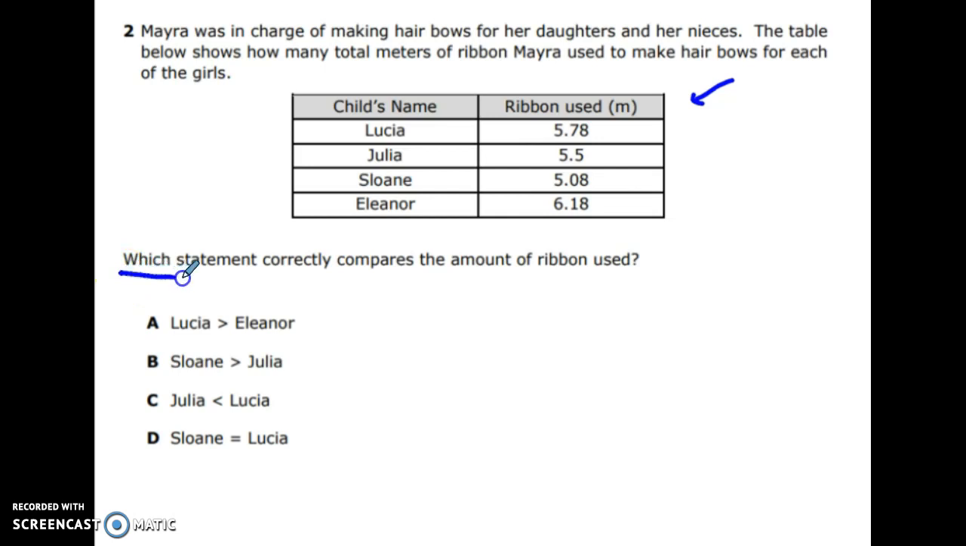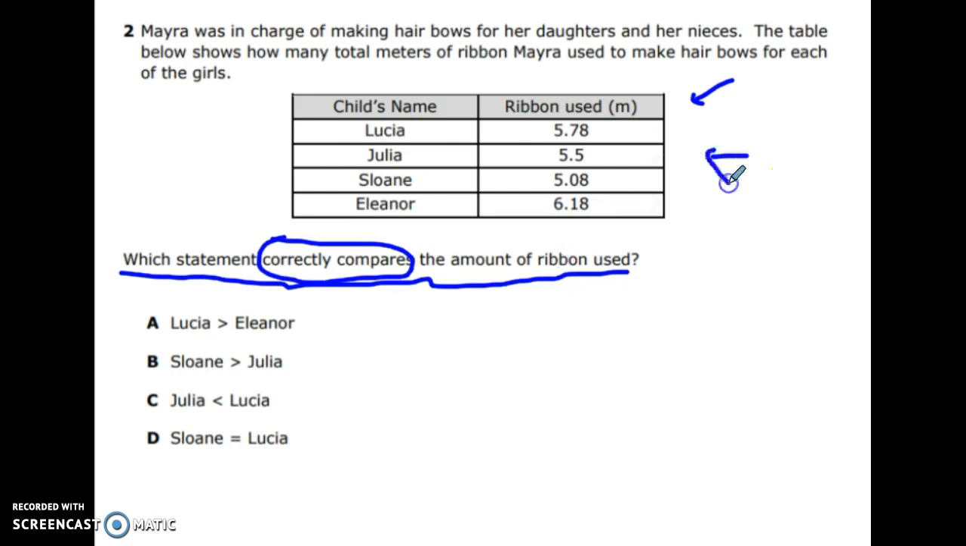So then we get to the question, which statement correctly compares the amount of ribbon used? And we're just looking for a correct comparison. Notice they didn't give us a specific name of a student or child, so you don't know exactly which numbers in this table that you should be using.